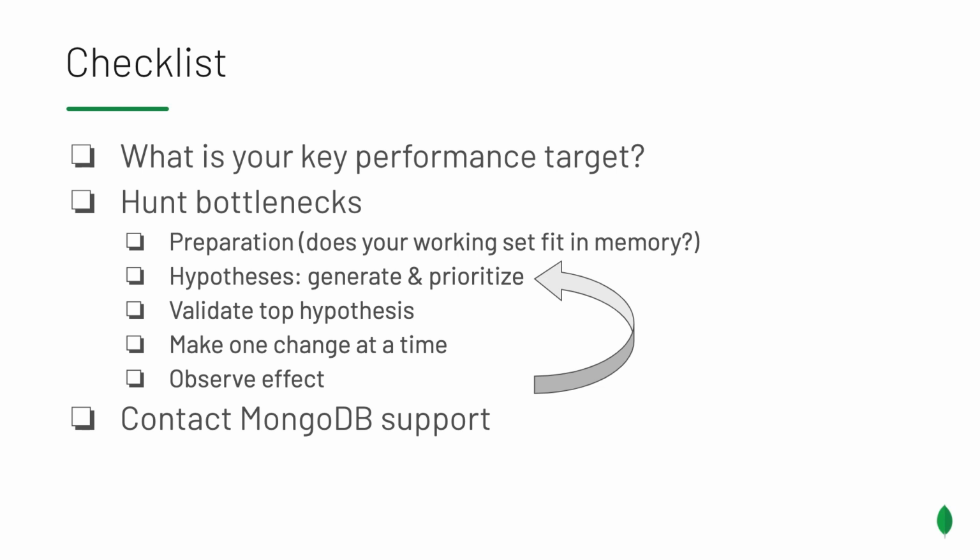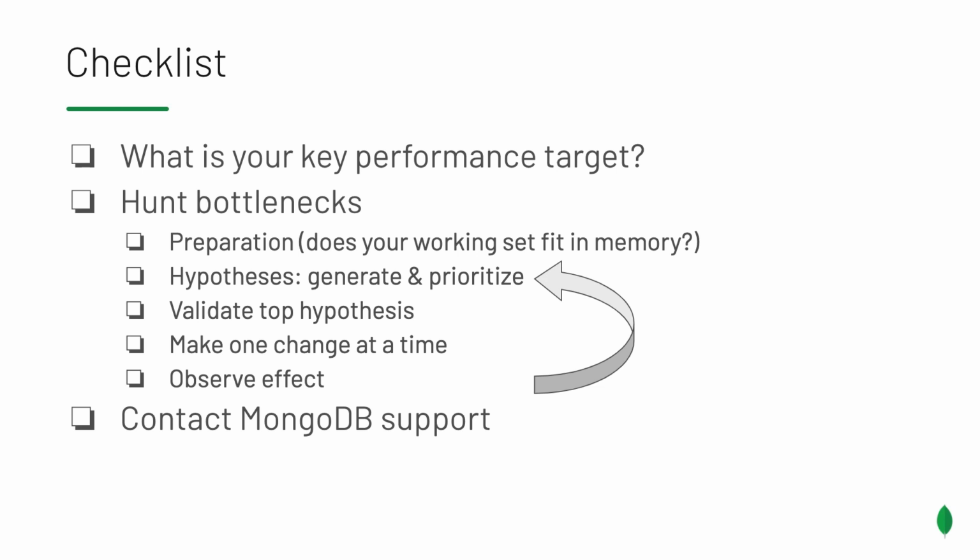First, you need to know your key performance target, so you know when you're done. Next, do some preparation and gather some data. For example, does your working set fit in memory? Then you can generate one or more hypotheses for the cause of the issue. If you have more than one, then you could prioritize them. For example, you could have two hypotheses, storage I/O or the queries being generated by the framework you're using. Decide which one to focus on first.